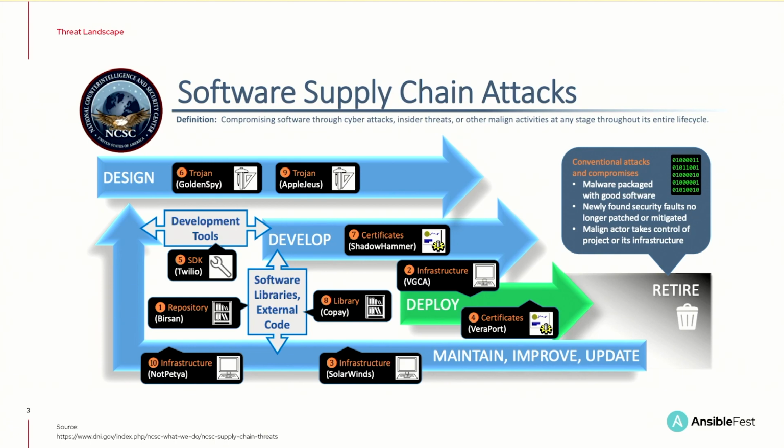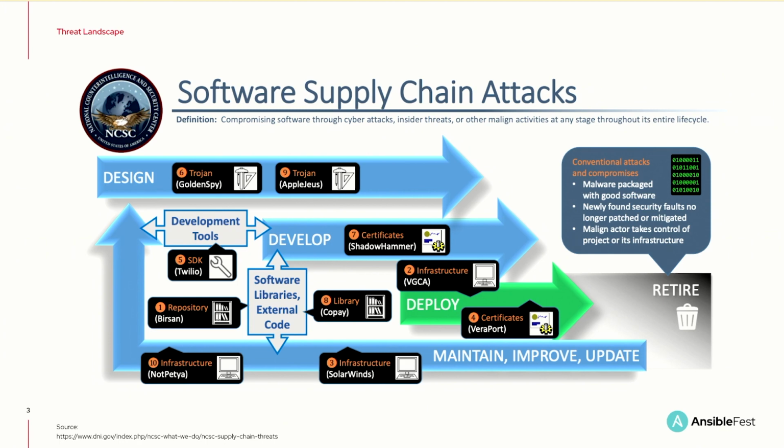So let's start with what the software supply chain looks like. This reference diagram comes to us from the National Counterintelligence and Security Center team. According to them, you can see examples of software supply chain attacks that have been happening over the past few years, and the fact that these attacks can happen at all phases of the development process.